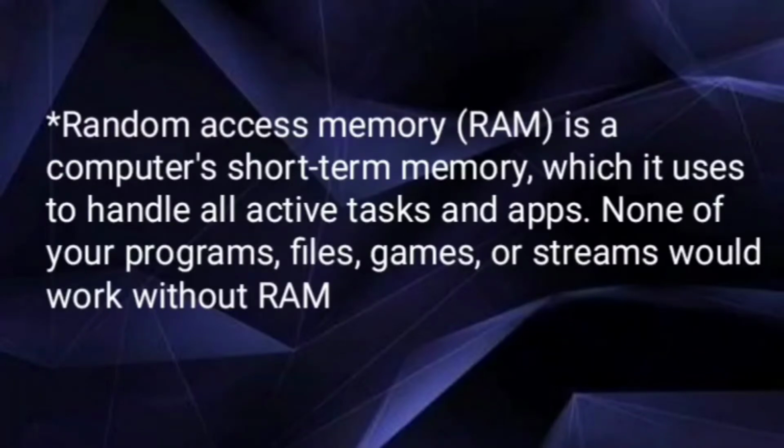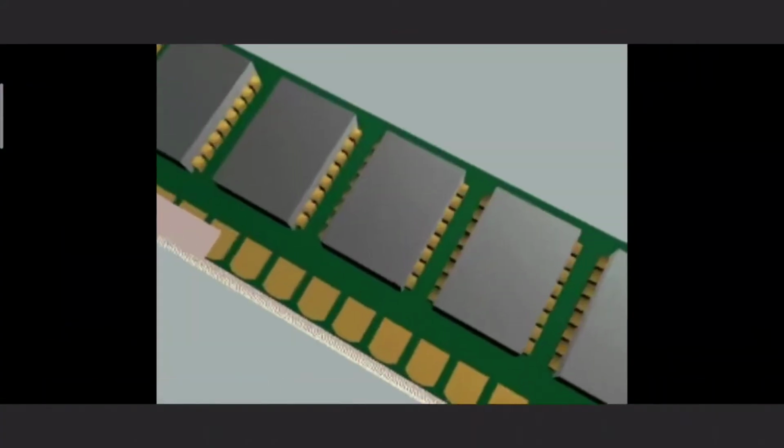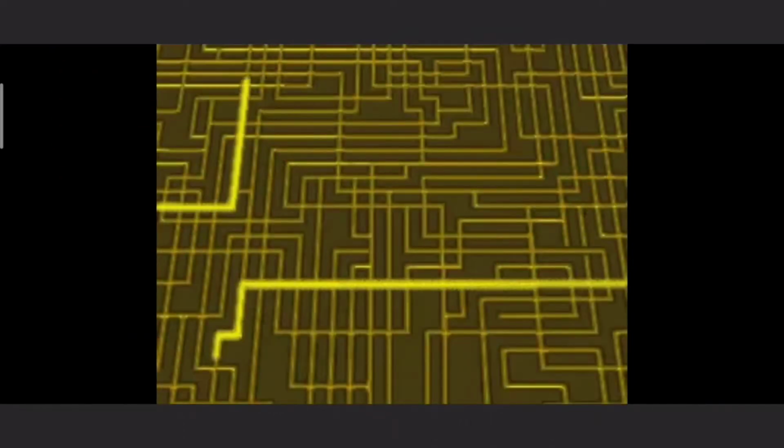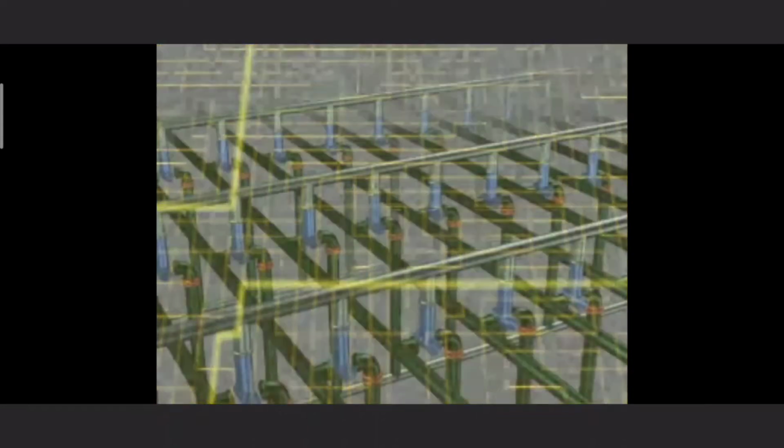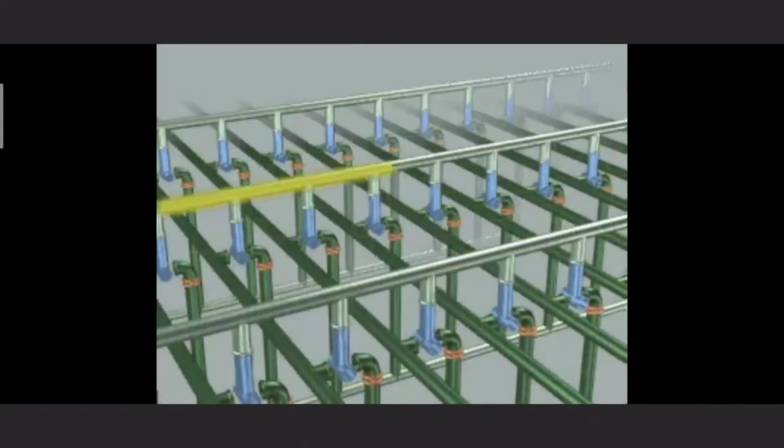Random access memory or RAM is a computer's short-term memory, which it uses to handle all active tasks and apps. None of your programs, files, games, or streams would work without RAM. How does RAM store information? RAM is constructed of microscopic strands etched into the silicon of the memory chip. You can think of these electrical strands as pipes, like plumbing through which electricity flows. Some pipes represent addresses, while others carry data.